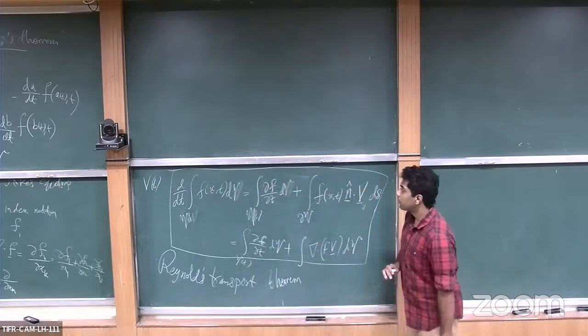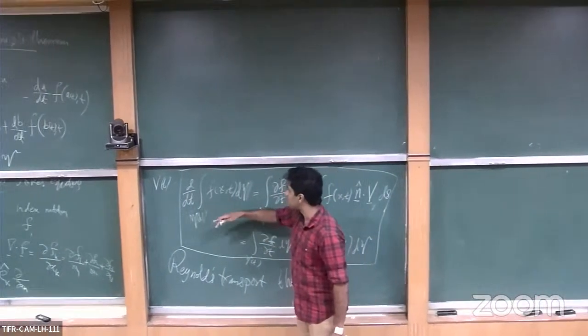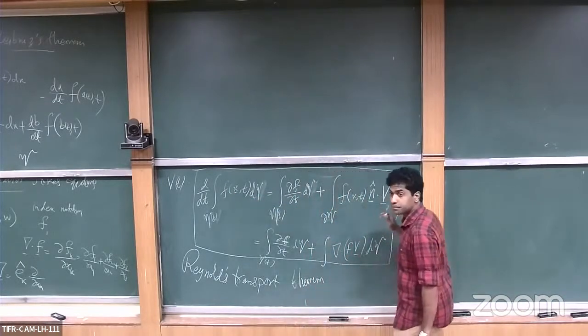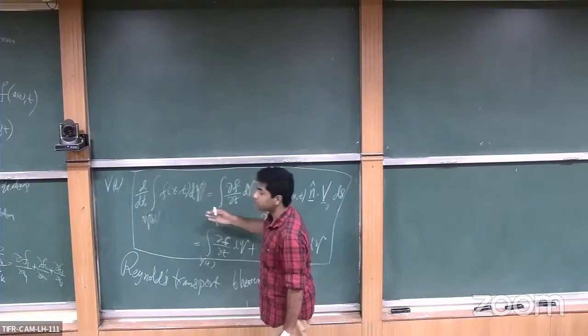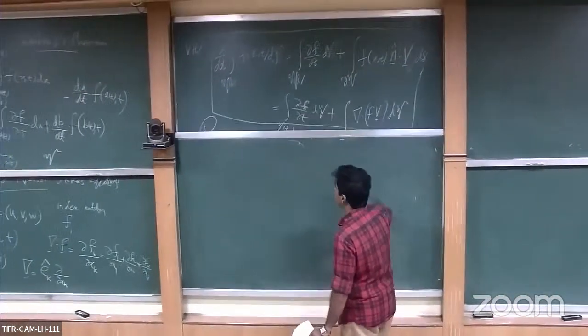So this applies to a fluid parcel. We can put in any particular function that holds in the fluid parcel. It could be temperature, density, or a velocity variable, and this relationship holds. So now we're going to put in different variables here and get the appropriate conservation laws. Start with mass conservation.